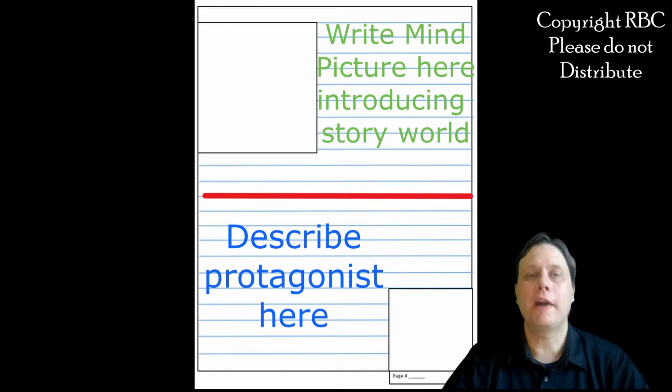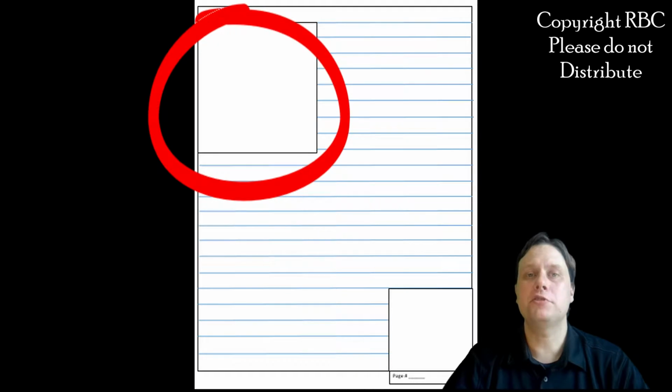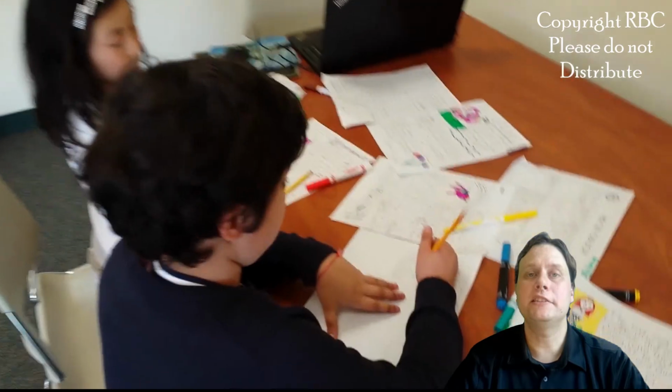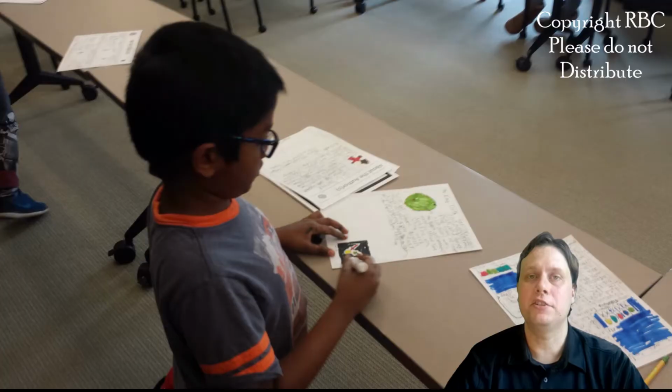Here's what your writing paper will look like. You notice that there's a box in the top corner and there's a box in the bottom corner. You're going to write your story on the paper and later we'll add in some illustrations in the 2 boxes. Eventually those illustrations will be in color. If you want to sketch in your illustrations while you're writing, that's totally fine to do that.